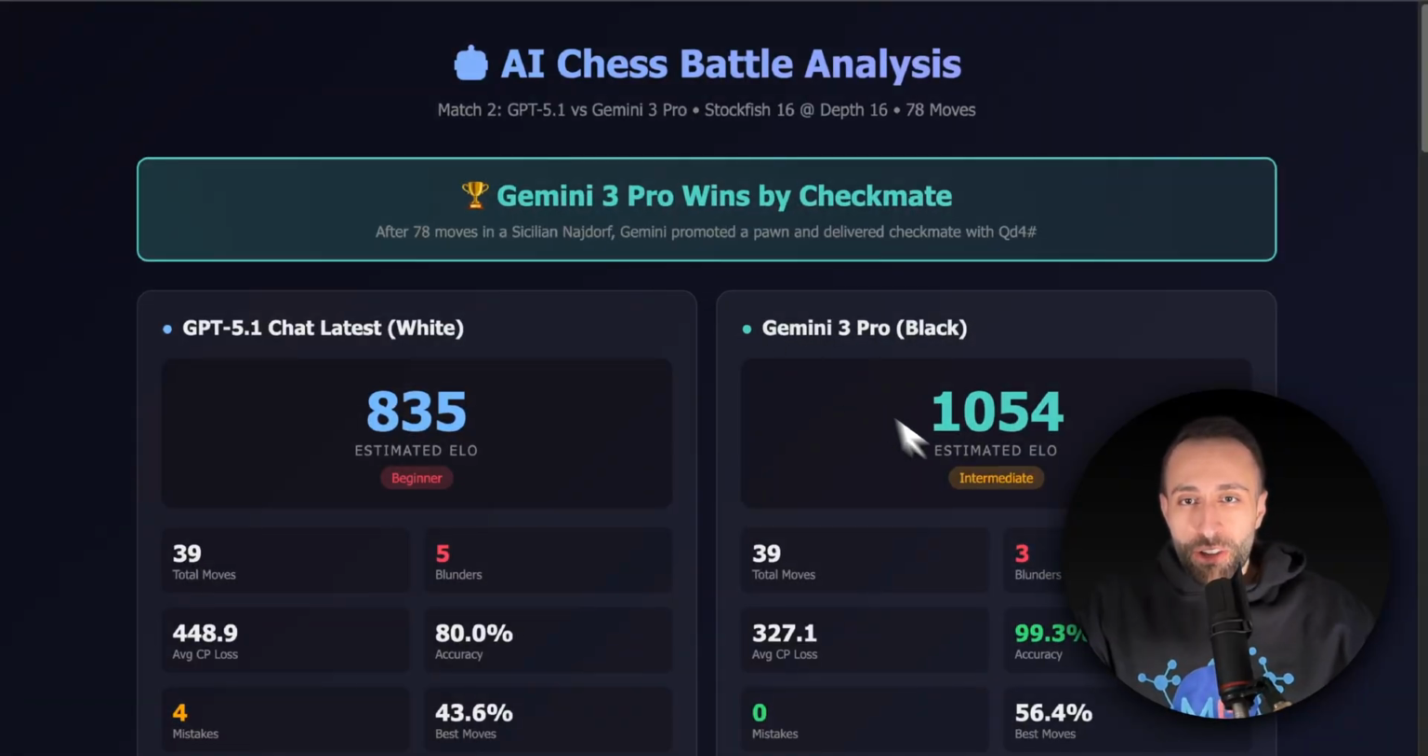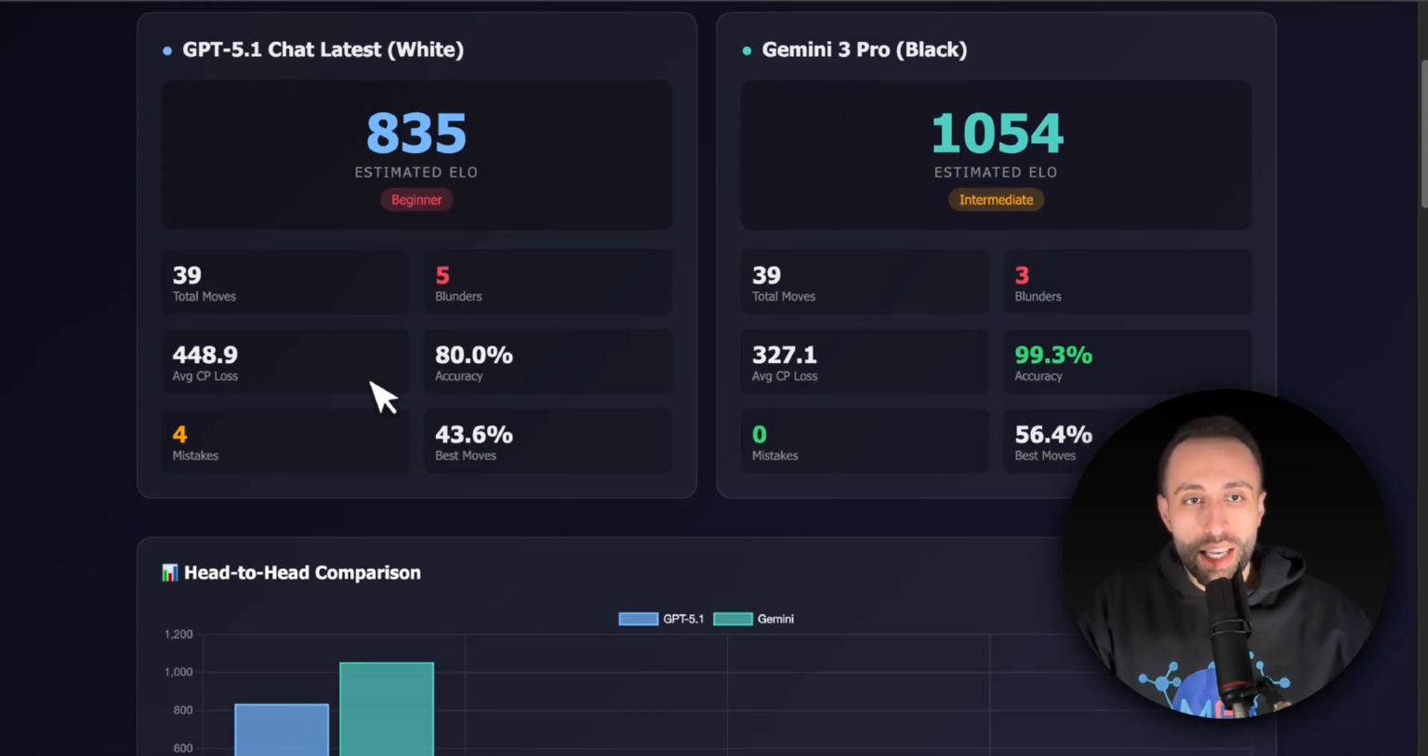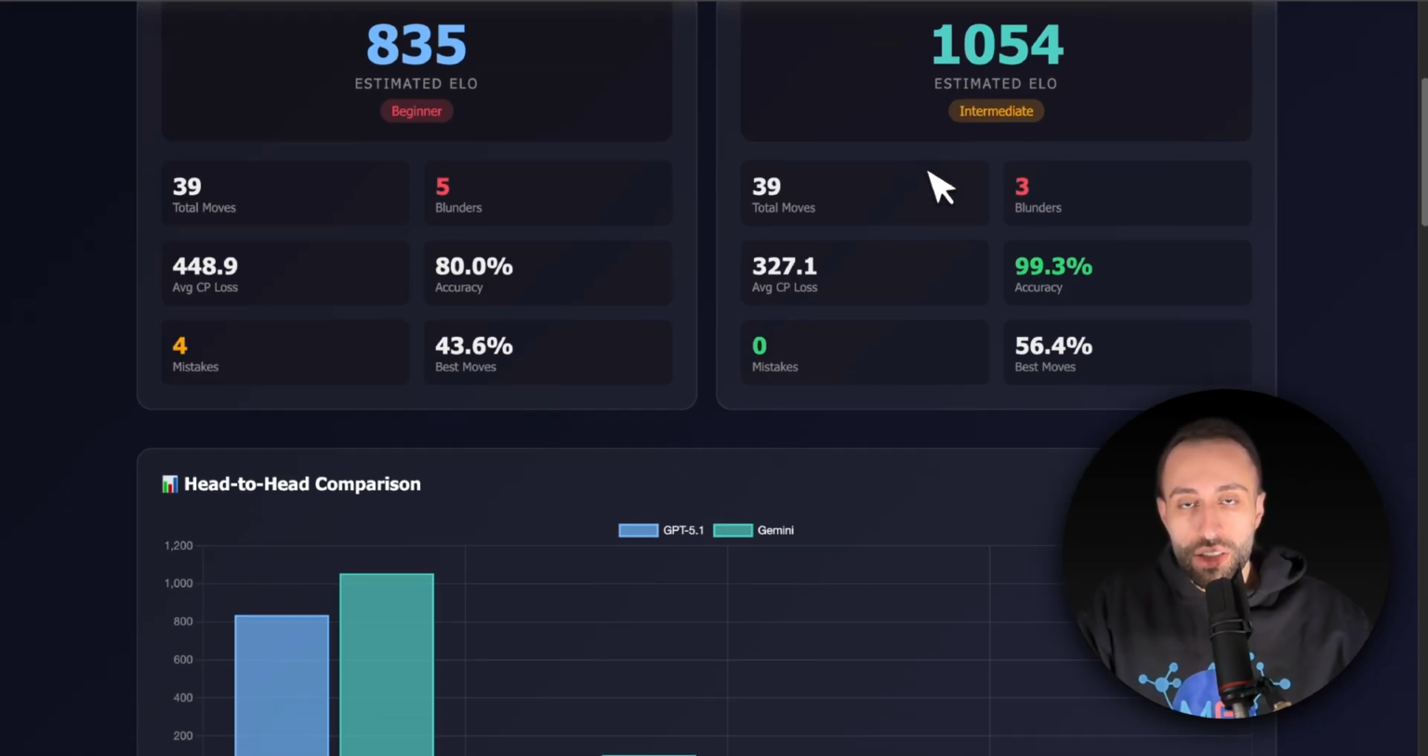Here again, Gemini 3 got calculated as intermediate compared to GPT 5.1, which is beginner here. But again, Gemini 3 is still competing with GPT, and wait for the time that I have the surprise after this game. So you can see that GPT performed a little bit better compared to Claude because it has fewer mistakes, better accuracy, and better Elo ranking. But again, Gemini 3 was the winner in this game as well.